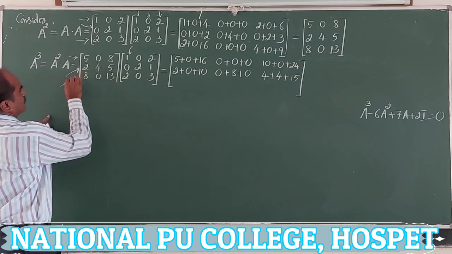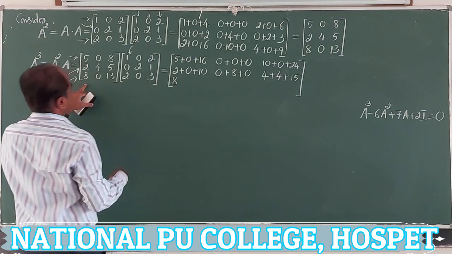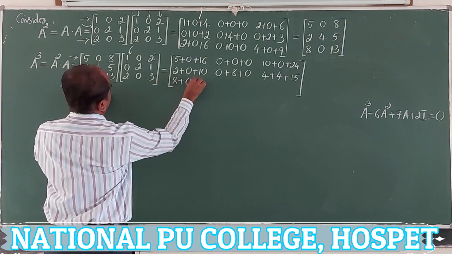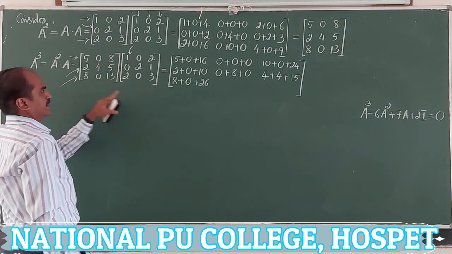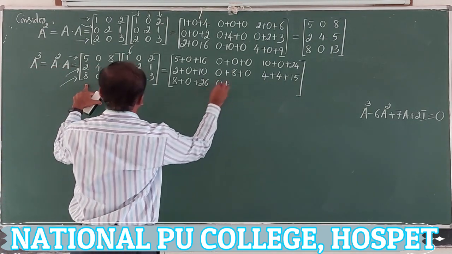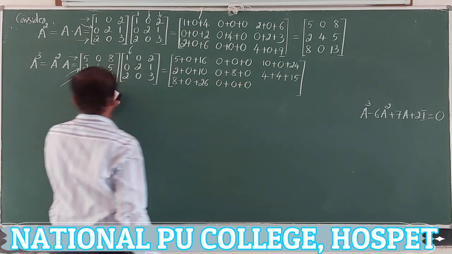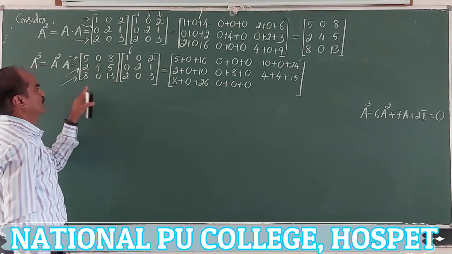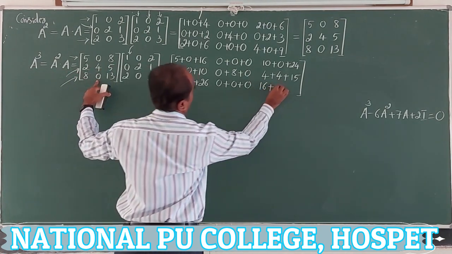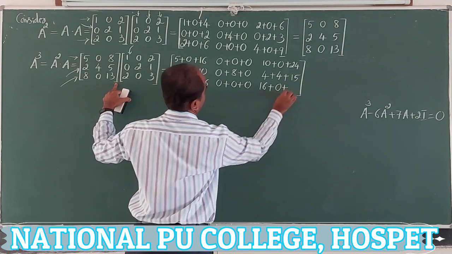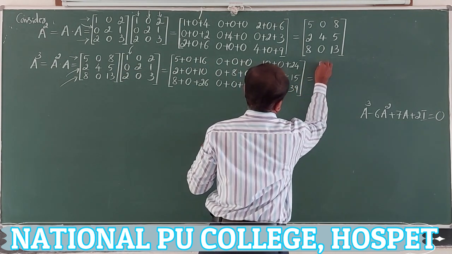Now with the third row elements, third row, first column, 8 into 1 plus 0 into 0 plus 13 into 2. Third row, second column, 8 into 0 plus 0 into 2 plus 13 into 0. Third row, third column, 8 into 2, 16, 0 into 1 plus 13 into 3. Simplify and rewrite this matrix.